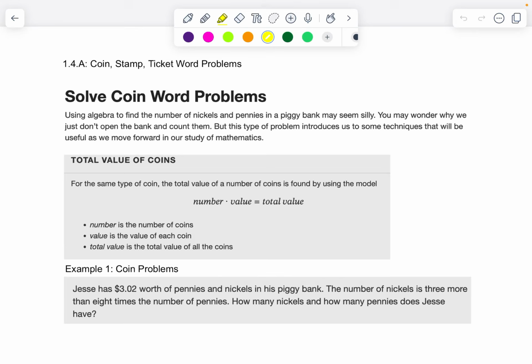Hi friends, today we're going to talk about solving word problems about coins.